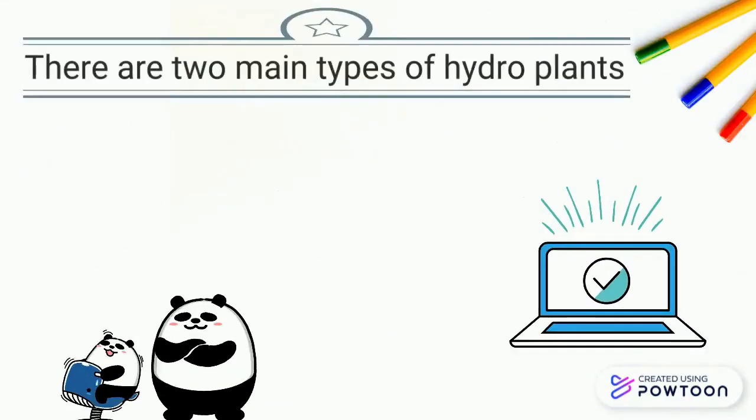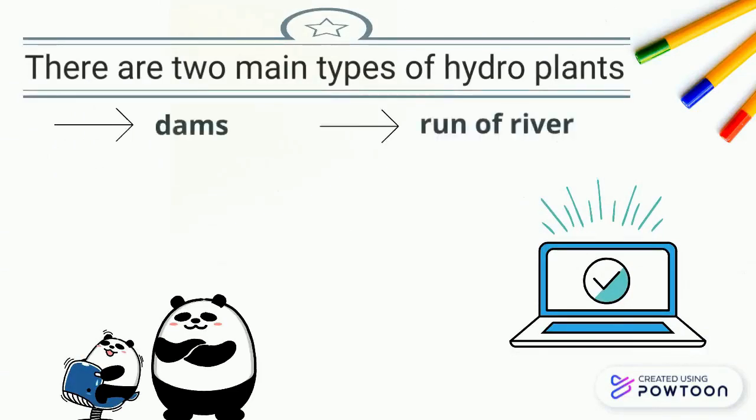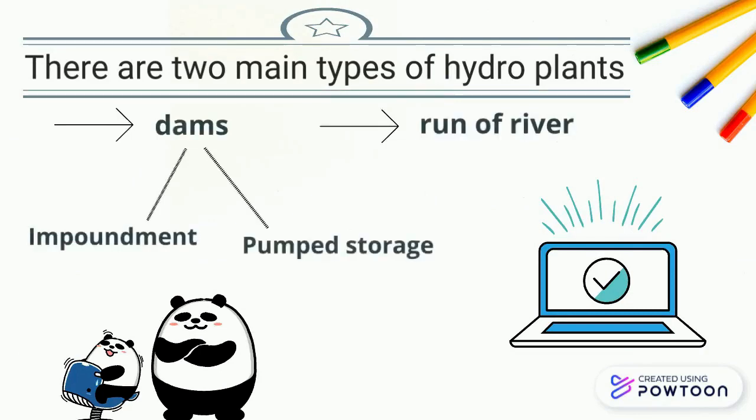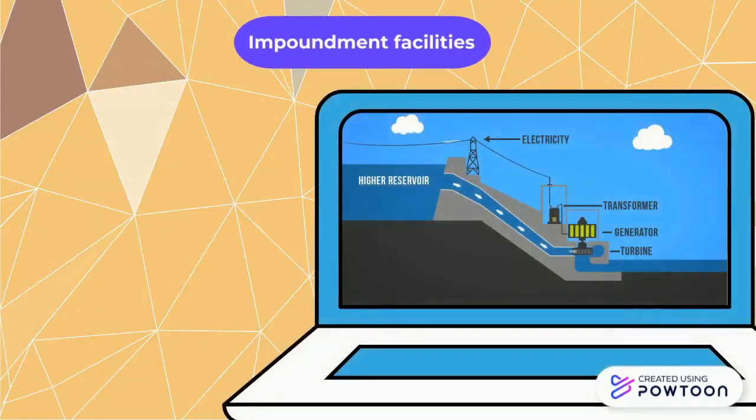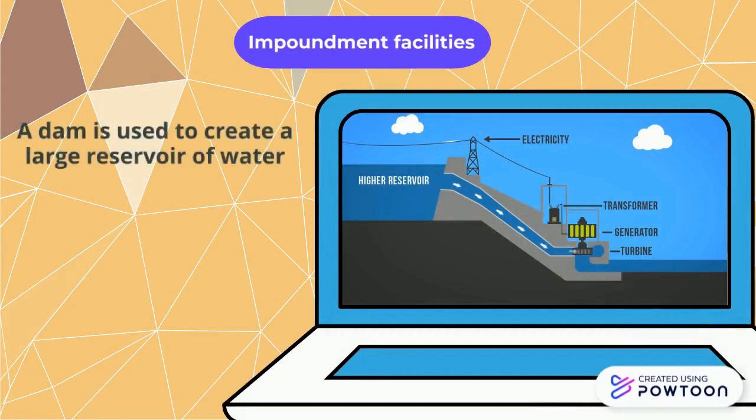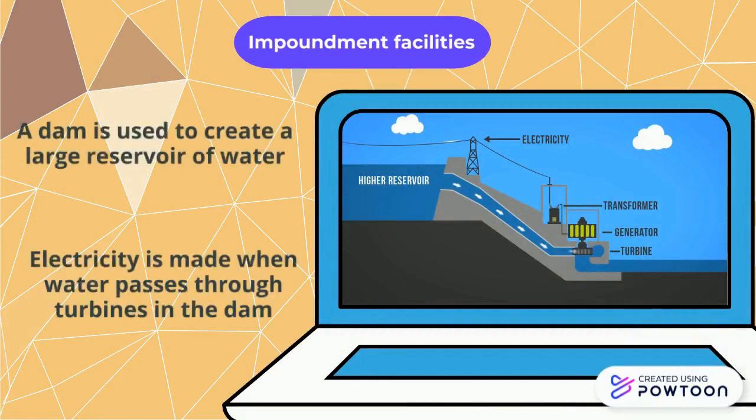There are two main types of hydro plants. They are dams and run-of-river. Dams have two more types, which are impoundment and pumped storage. First, impoundment facilities. The dam is used to create a large reservoir of water. Electricity is made when water passes through turbines in the dam.